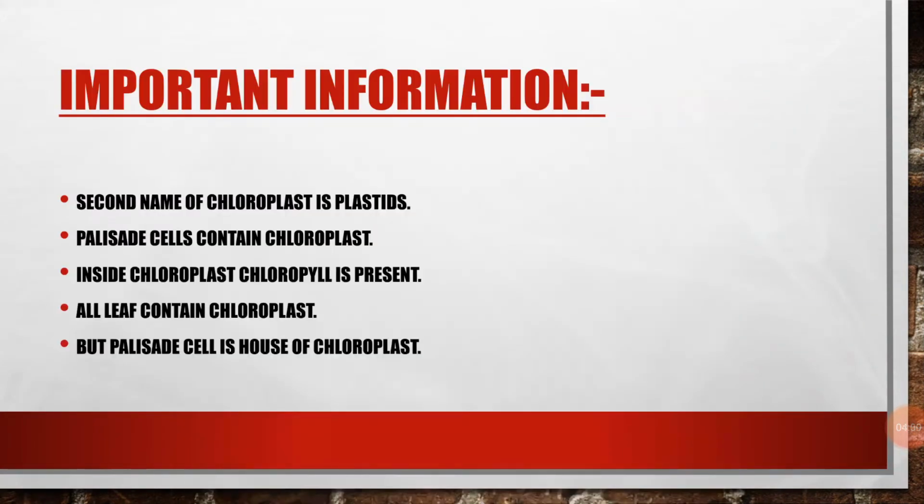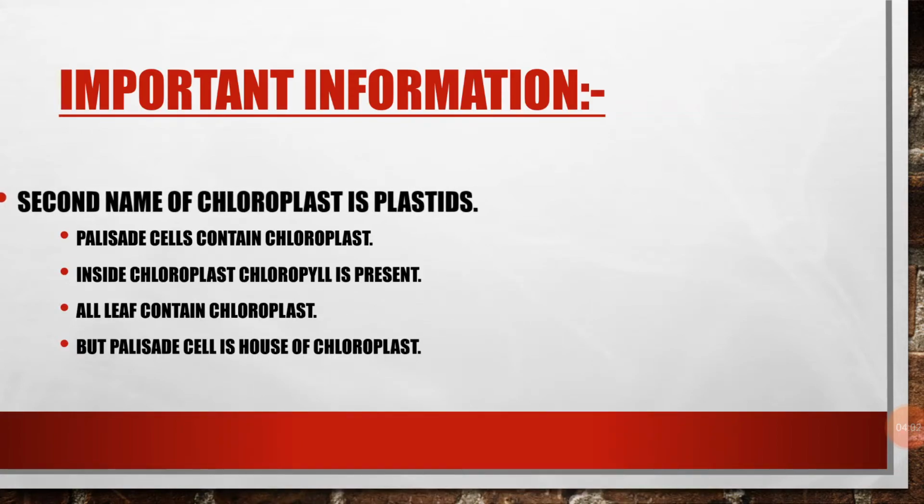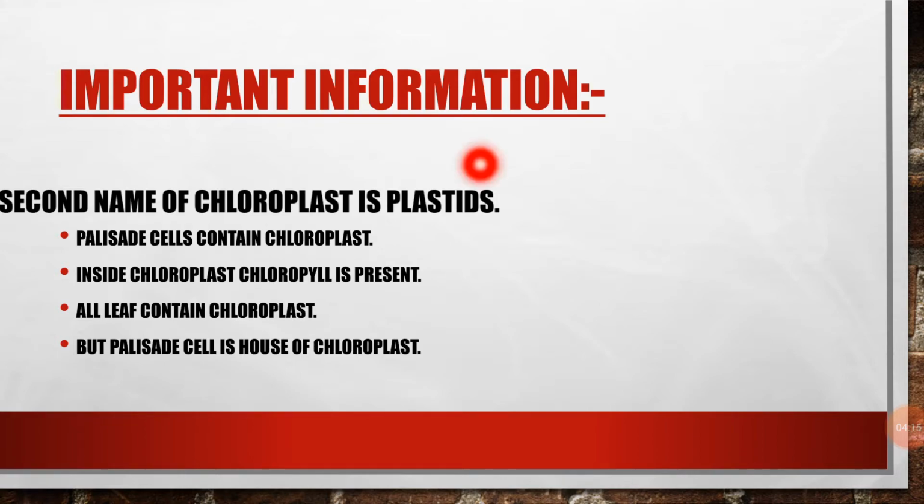Okay. Then the important information about the palisade cell is given here, that the second name of the chloroplast is also plastid. I used the word plastid in my previous slides, but there is no need to get confused between the word plastid and chloroplast. These are the same things.